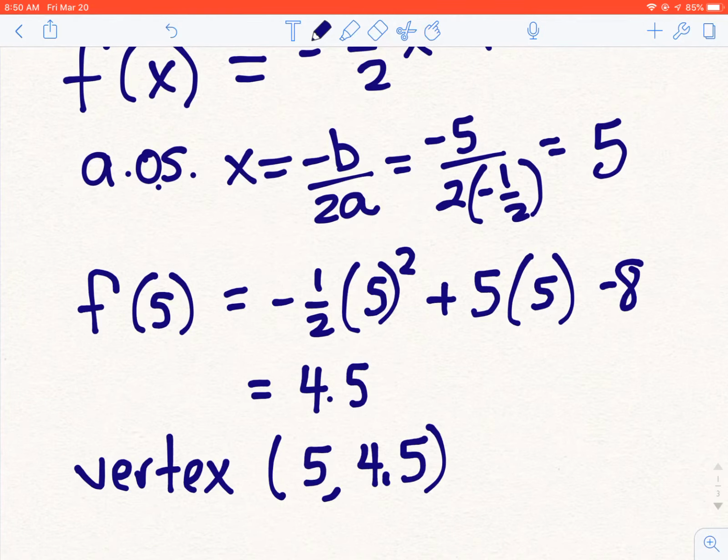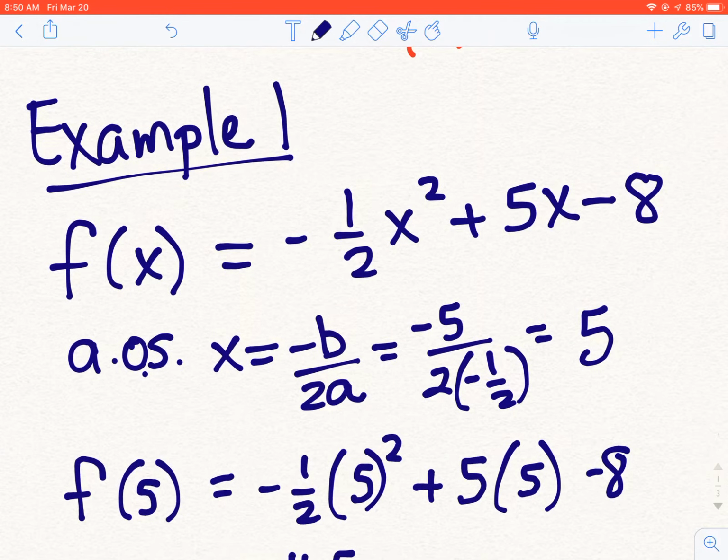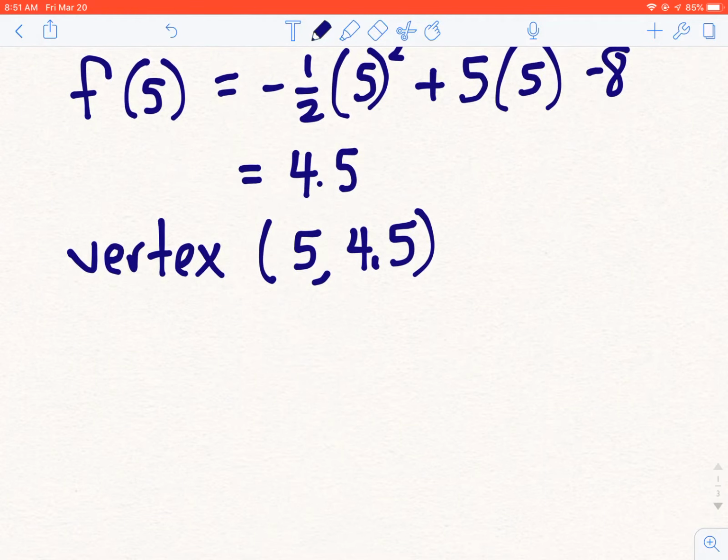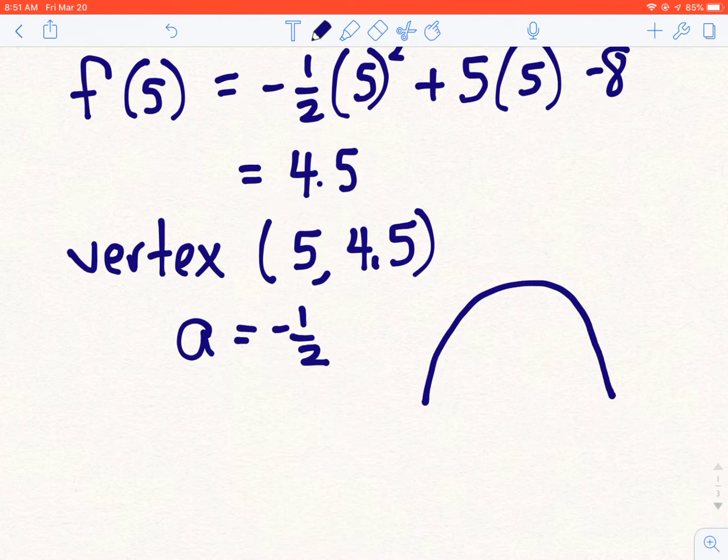All right, now is it a maximum or a minimum? Remember, we go back to the a value and we look right here, and since a is negative, we know that it opens down. So a is negative 1/2, which means it opens down, so it's going to look like this in a very sketchy sort of parabola. Here's my vertex. So is that a maximum or a minimum? It is a maximum.